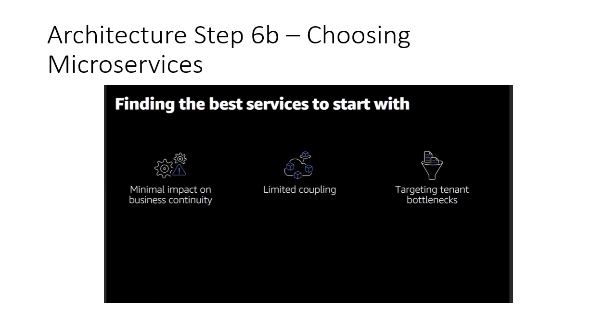And then another good use of microservices, or starting off with microservices, is to target tenant bottlenecks. So if there's a particular piece of code that is really slow or is causing problems in a particular tenant, or even in multiple tenants, it might be a good idea to separate that code out into a microservice so that you can scale it up or scale it out as needed. If lots of tenants suddenly hit it all at once, it can scale up and handle the extra load, and then scale back down when there are fewer tenants accessing it.